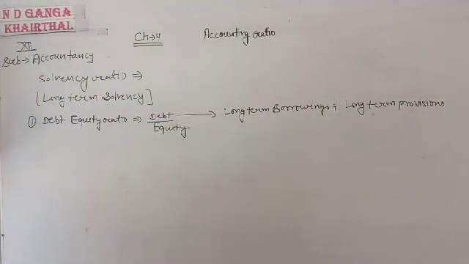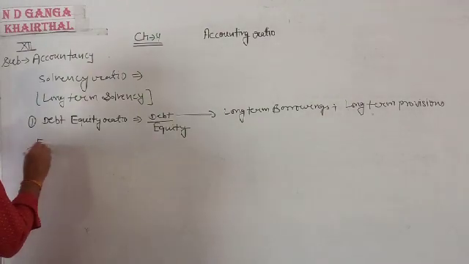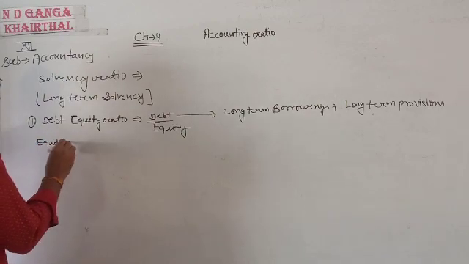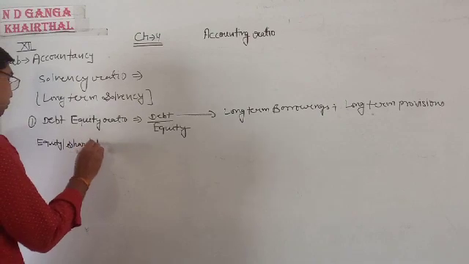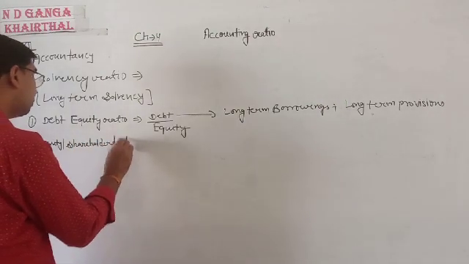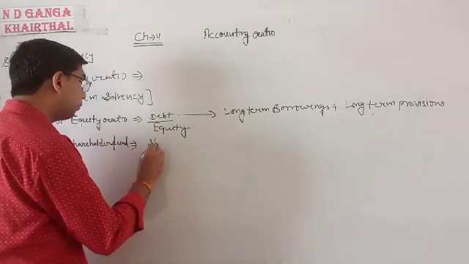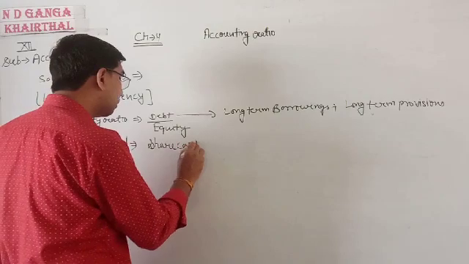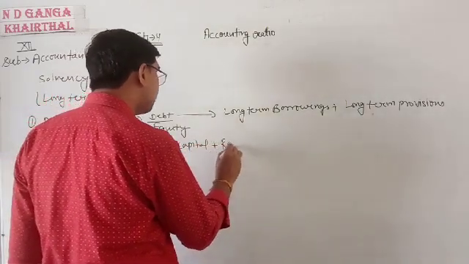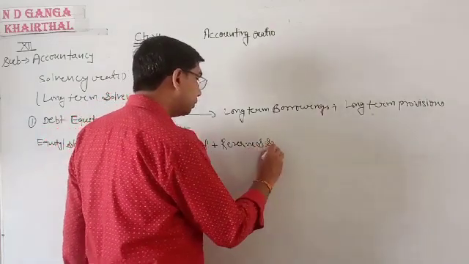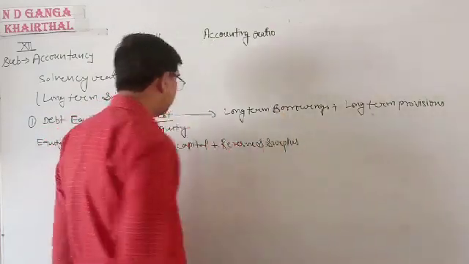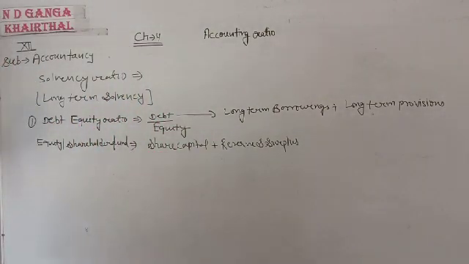Debt equals long term borrowings plus long term provisions, and equity equals share capital plus reserve and surplus. So equity, also called shareholder fund, equals share capital plus reserve and surplus. Okay, clear?